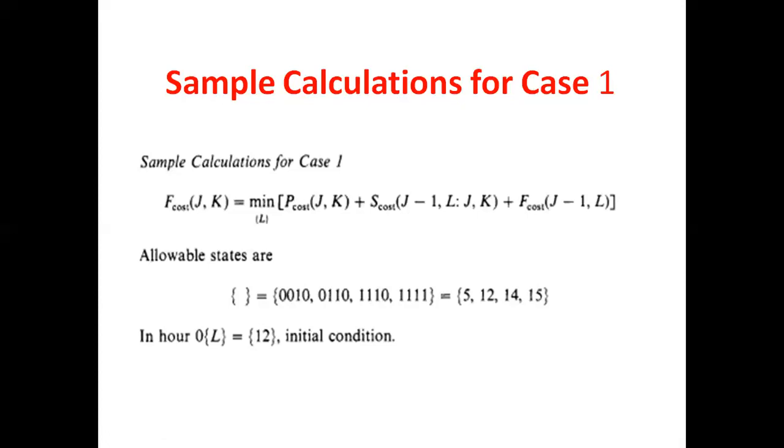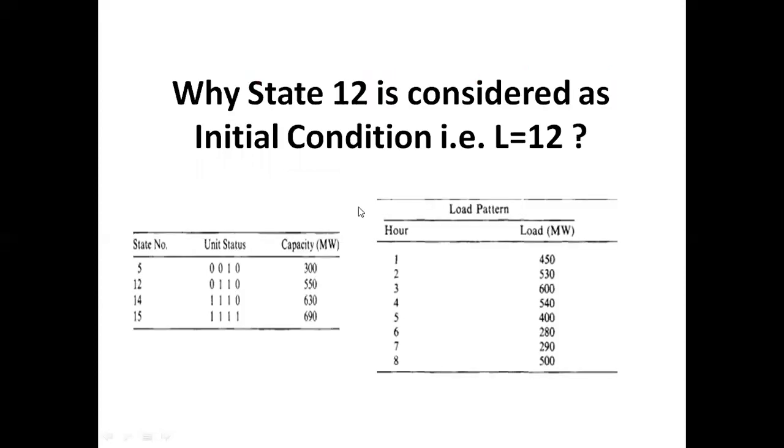That is 5, 12, 14 and 15, where J stands for the hour, K stands for the state, and L stands for the initial condition. So why is state 12 considered as the initial condition, that is L equal to 12, and why not state 5?